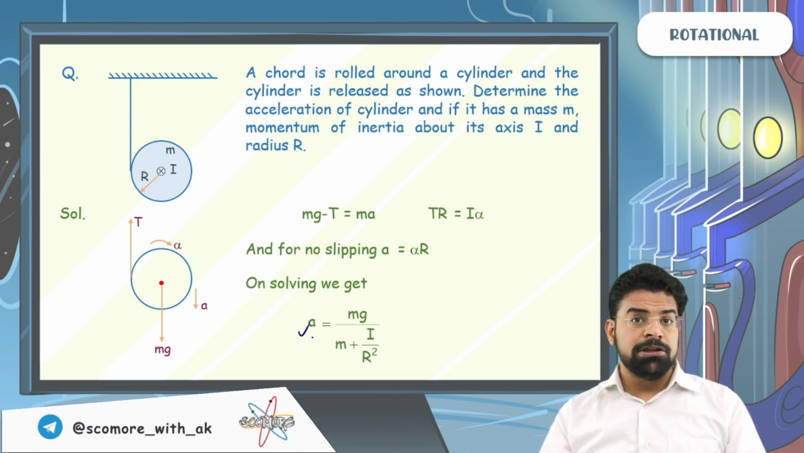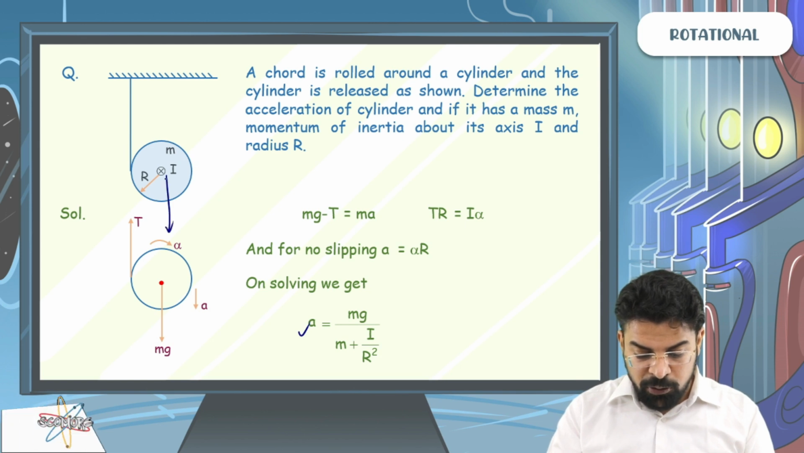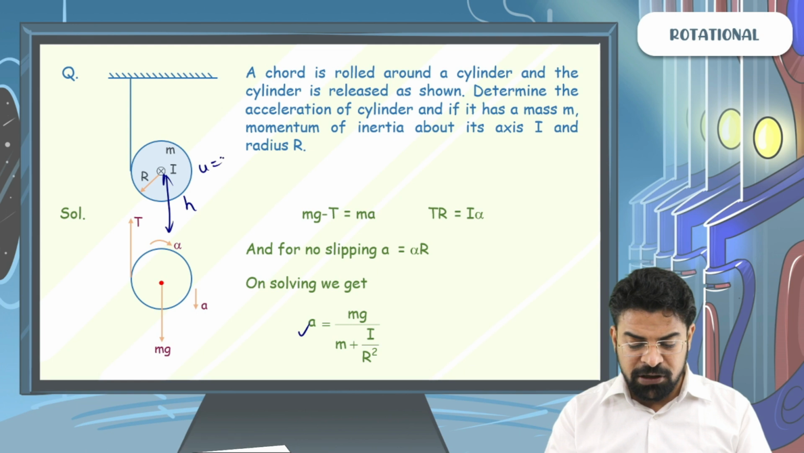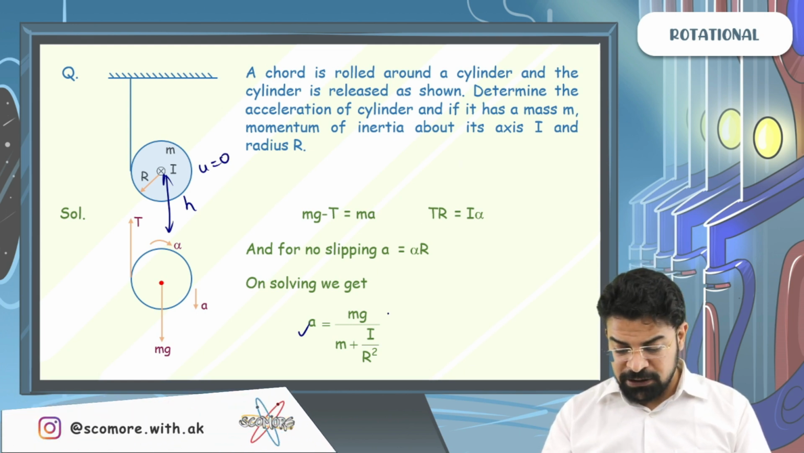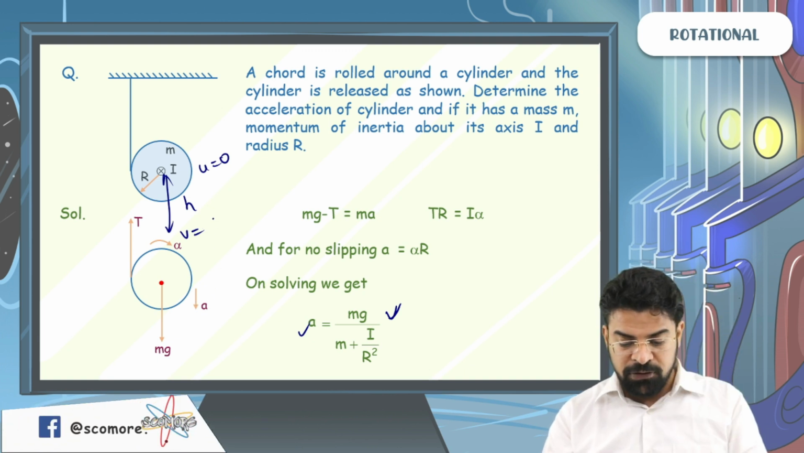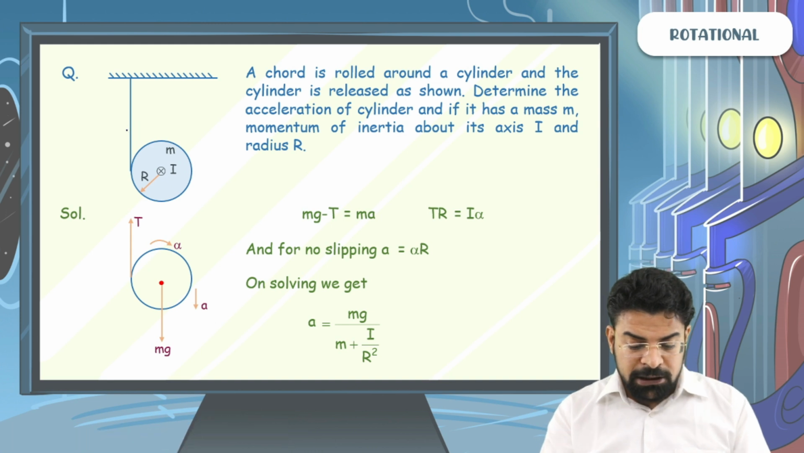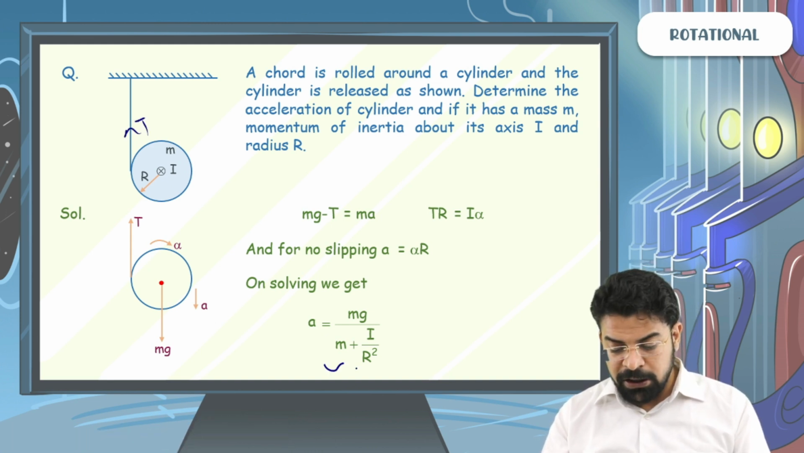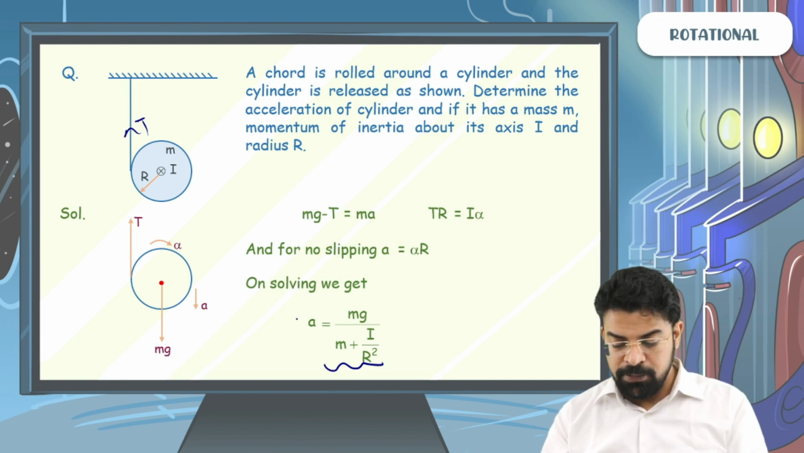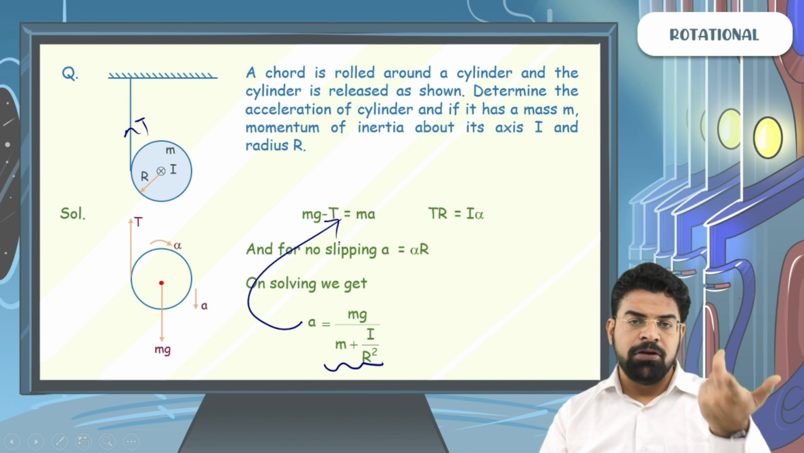So they might ask, what will be the speed of the cylinder once it has moved down by a distance h? You'll say, easy. If you take the initial velocity to be 0 and the acceleration is known, then the speed after moving down a distance h will be root 2ah. They might ask you the tension. Find the acceleration directly using this method and then substitute it in the equation mg minus T equals ma to find the tension.